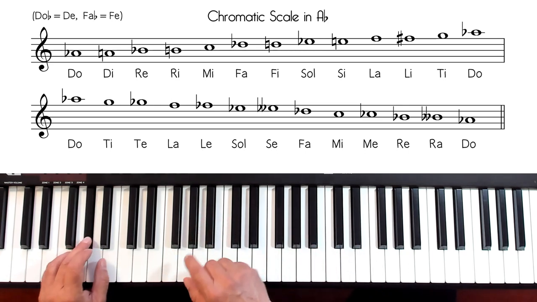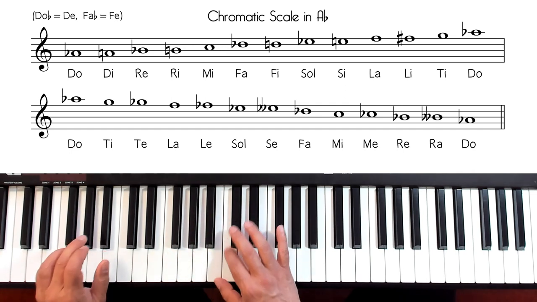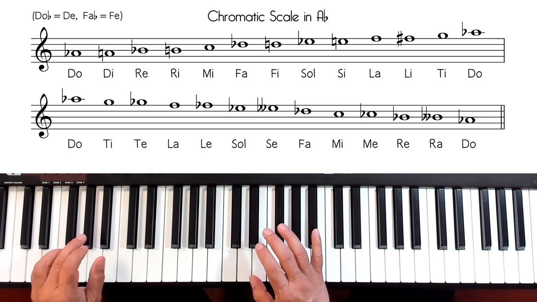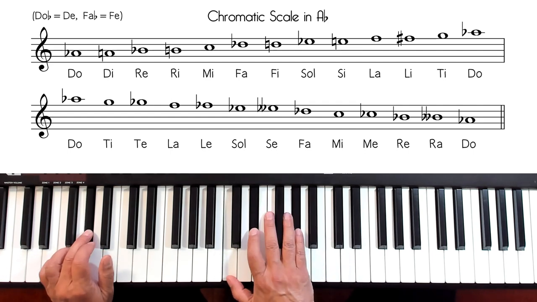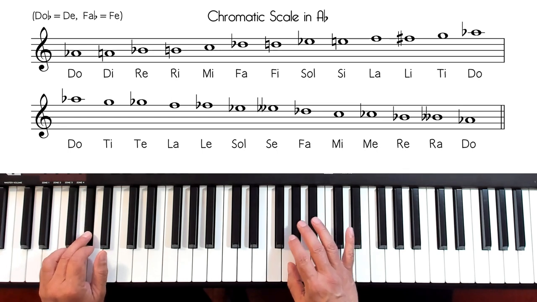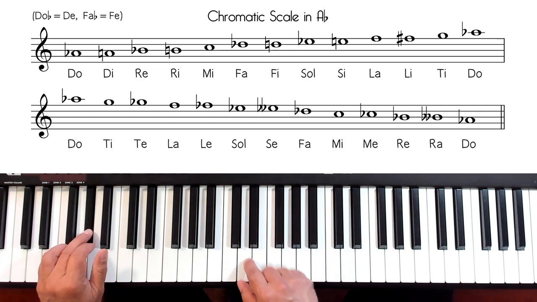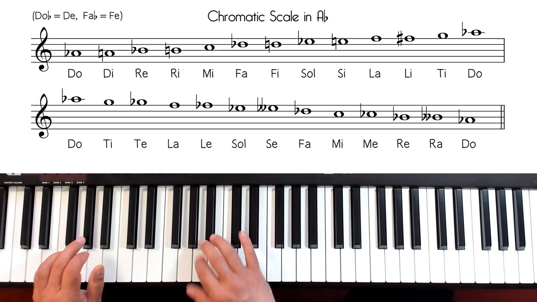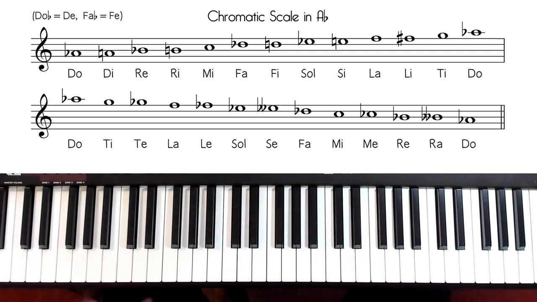So here we go. Do, di, re, ri, mi, fa, fi, sol, si, la, li, ti, do. Descending. Do, ti, te, la, le, sol, se, fa, mi, me, re, ra, do. Okay, very important to do this practice.